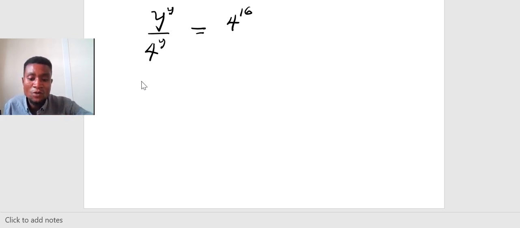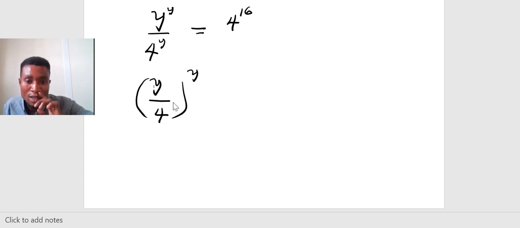Now from here, we can simply have y raised to the power of y divided by 4 to the power of y. Now we have a number that is common here, which is the power of y. So the power of y is common, so we can extract the power and include a bracket here and raise it to the power of y this way. And this is simply equal to 4 raised to the power of 16.